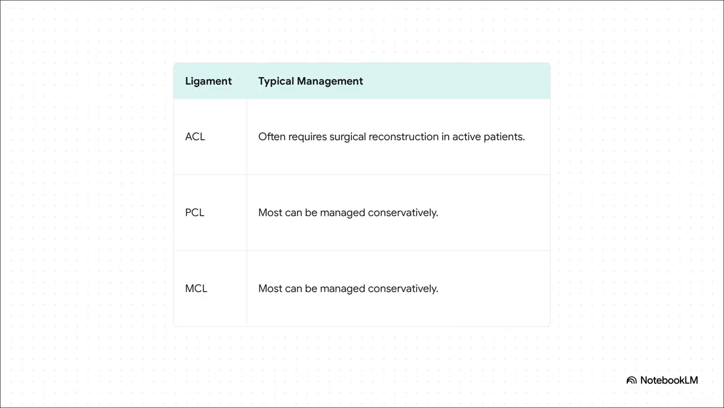This is a really high-yield point for ligament injuries. For an ACL tear, especially if your patient is young and wants to stay active, you're probably looking at surgery to get that stability back. But, and this is a big but, most of the time, PCL and MCL tears do great without an operation. They heal up beautifully with some good old-fashioned conservative care, like bracing and physical therapy.